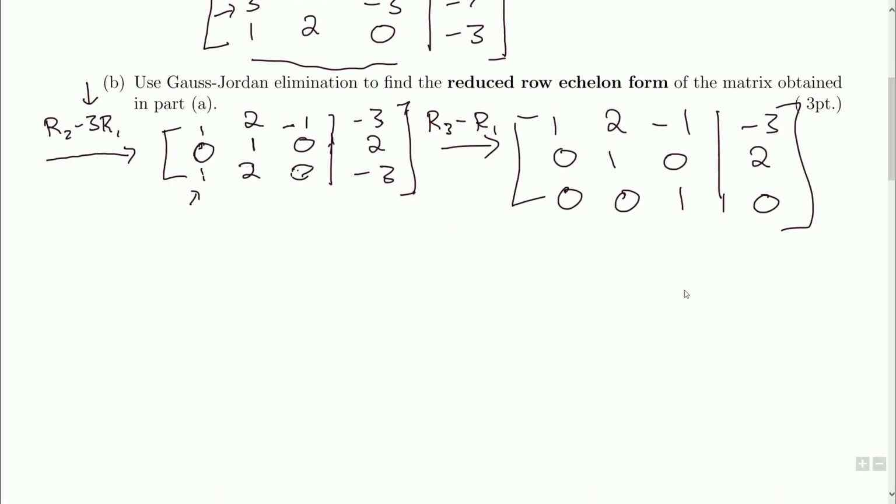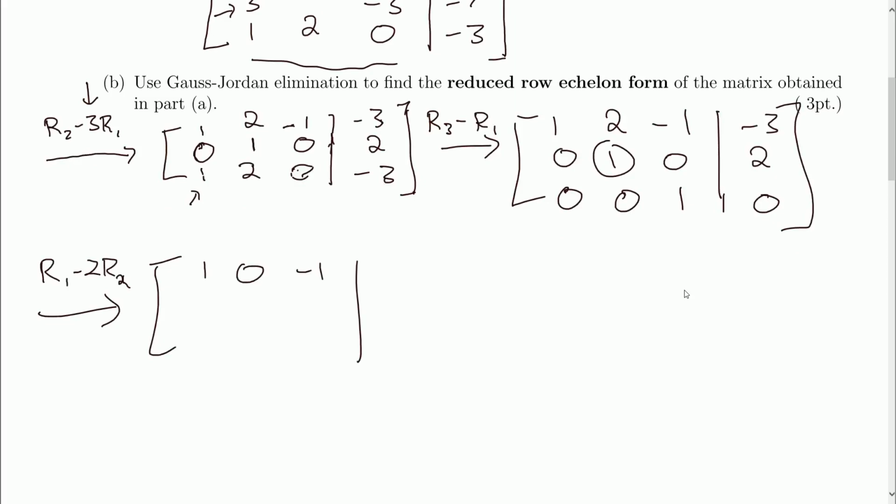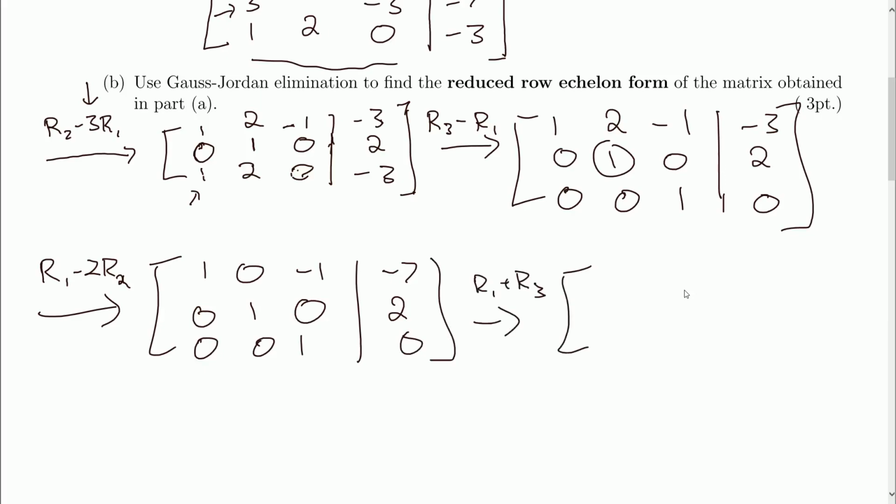Okay, we still use these 1s to cancel out everything else, except now we don't have a 6 here to turn into a leading 1. We're already there. So row 1 minus 2 row 2. 1, 0, negative 1. And negative 3 minus 2 times 2 is negative 7. This guy here's a 2, 0, 1, 0, 0, 0, 1, 0. And now row 1 plus row 3. Get rid of that negative 1 at the top.